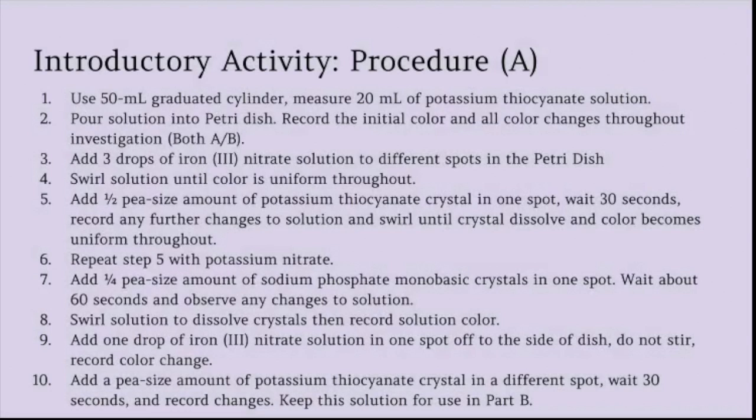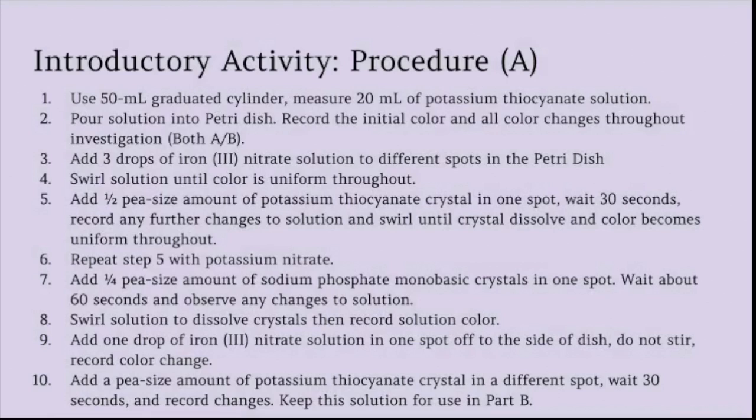First, measure 20 milliliters of potassium thiocyanate solution and pour it into the petri dish. Record the initial color. Now, add 3 drops of iron nitrate and swirl the solution. Record the color change. Add half a pea-sized amount of potassium thiocyanate crystal and wait 30 seconds. Record any change in color and swirl the solution.